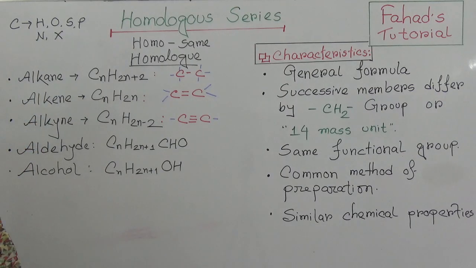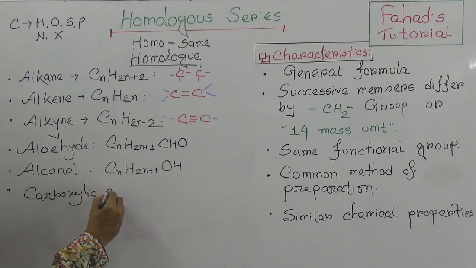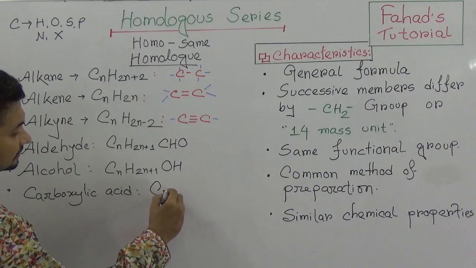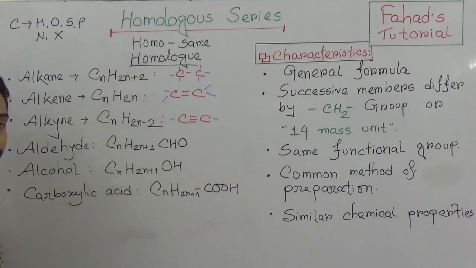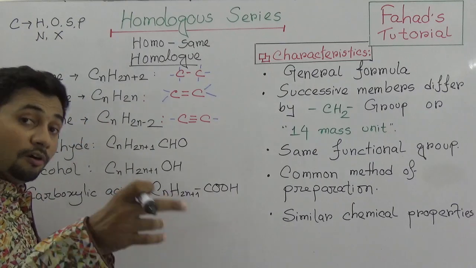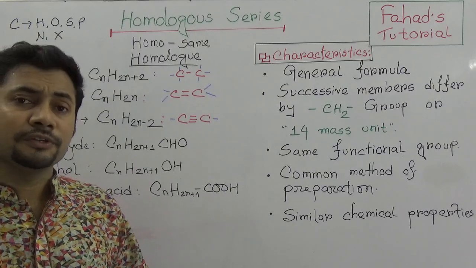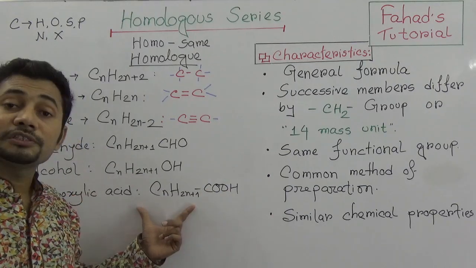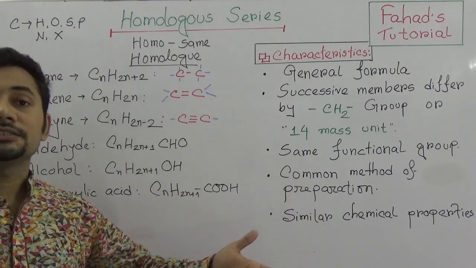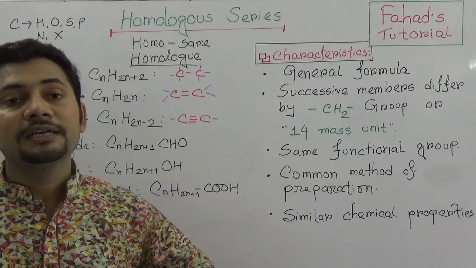Now if you see simply that alcohol, aldehyde, carboxylic acid, then this is CnH2n+1 COOH. So again COOH is the functional group of carboxylic acid. So this is another general formula of carboxylic acid. So if you go for HCOOH, that is methanoic acid. If you go for CH3COOH, then it's actually ethanoic acid. So successive members differ by CH2 group.